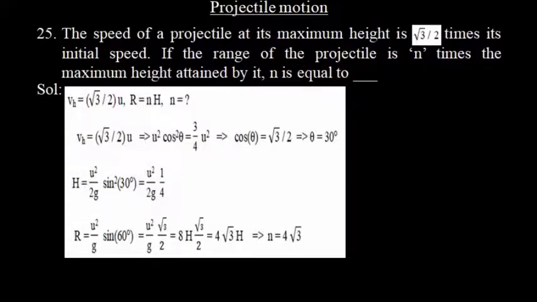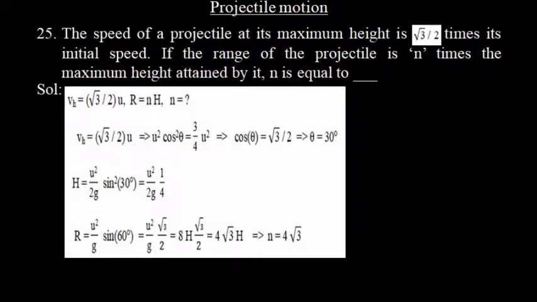At maximum height, Vh is equal to root 3 by 2 times the velocity. We have to square that one, that is Vh square is equal to 3 by 4 u square. At maximum height, we are going to have only the horizontal component. Then Vh square becomes u square cos square theta, that is equal to 3 by 4 u square. Then we get cos theta is equal to root 3 by 2, that is theta is 30 degrees.